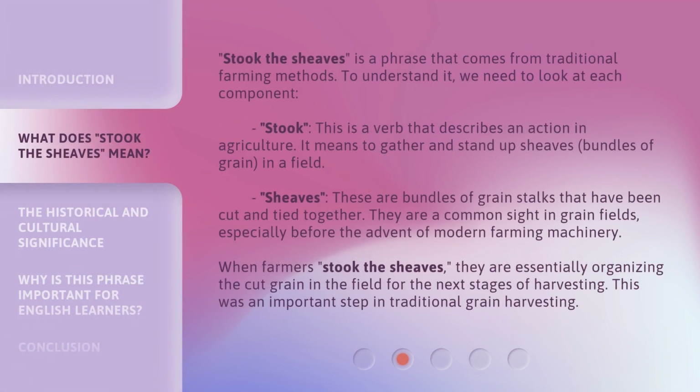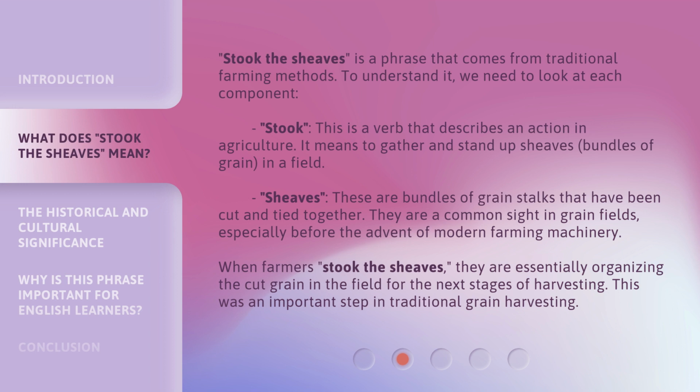"Stook the sheaves" is a phrase that comes from traditional farming methods. To understand it, we need to look at each component. "Stook." This is a verb that describes an action in agriculture. It means to gather and stand up sheaves, bundles of grain, in a field.